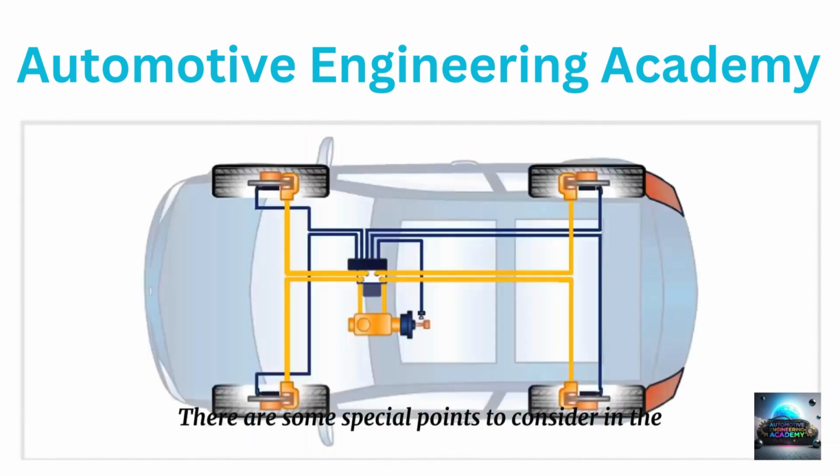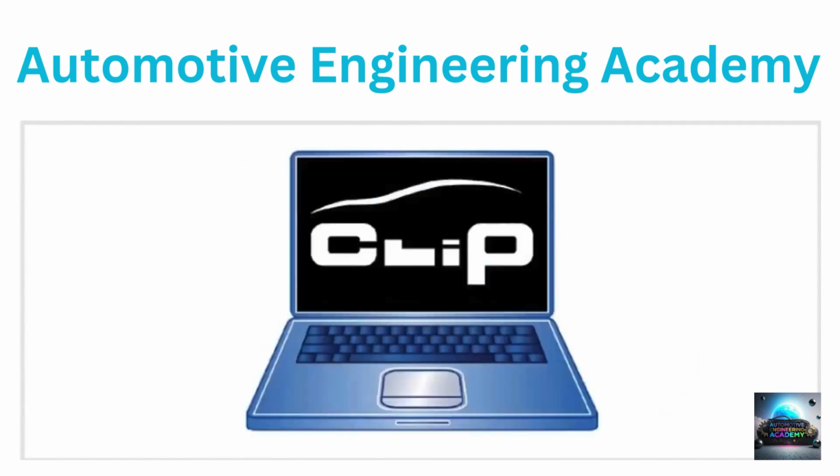There are some special points to consider in the procedure for bleeding a brake system equipped with ABS. In addition to the usual bleed operation, there is the additional bleed operation for the hydraulic unit and its various circuits. The bleed operation for the ABS unit may require the use of a clip to open the hydraulic unit solenoids to evacuate the air.